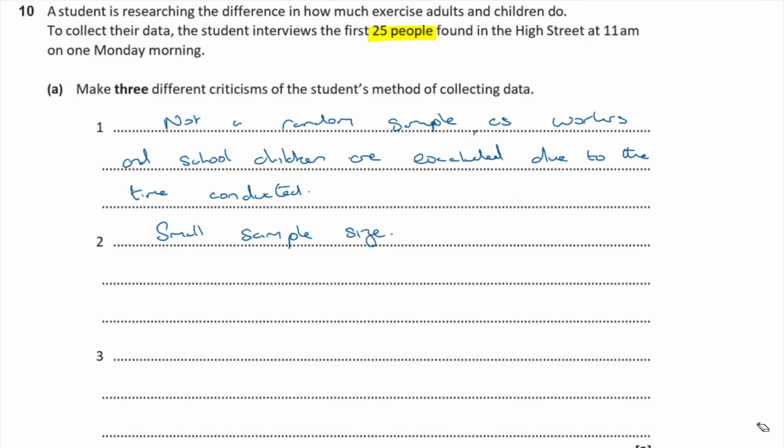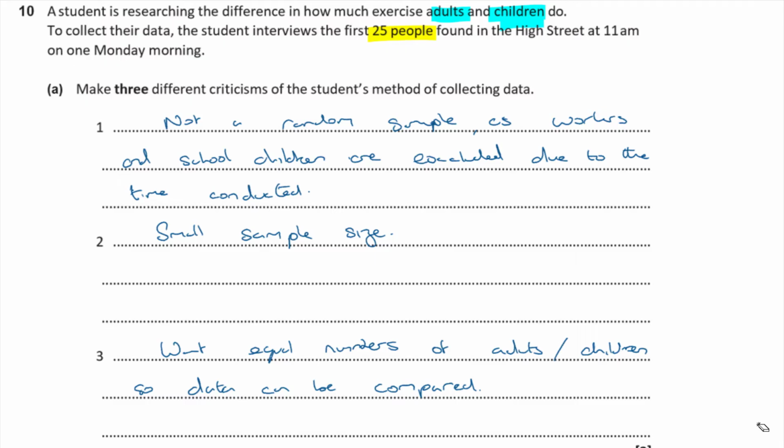And I suppose the other thing is, because you want to look at the difference between adults and children, you probably want to have equal numbers of both adults and children. So want equal numbers of adults, children. So data can be compared. Okay, so they're my 3 reasons.